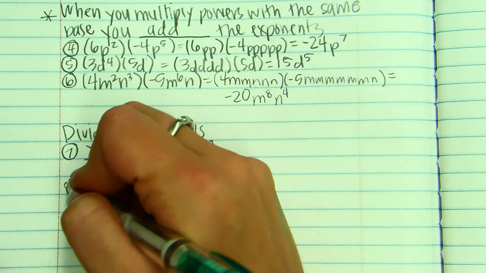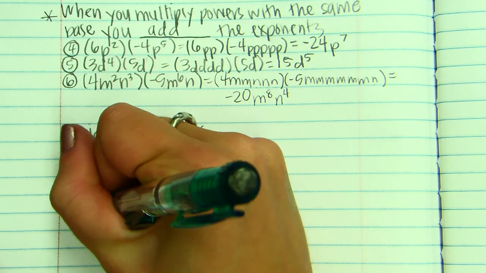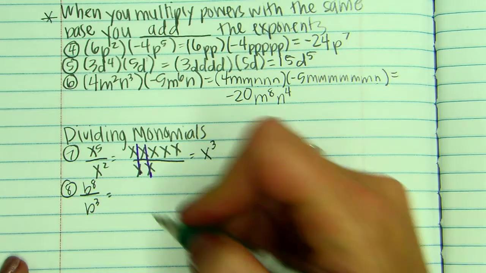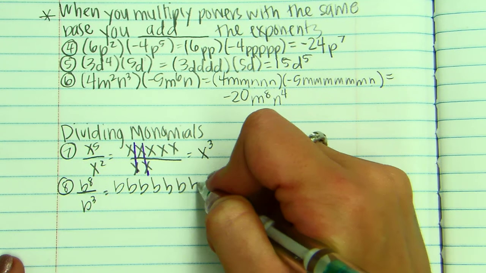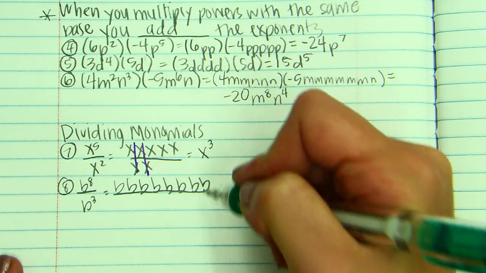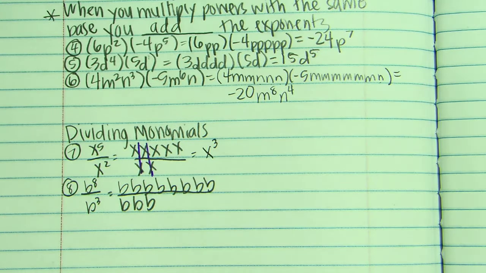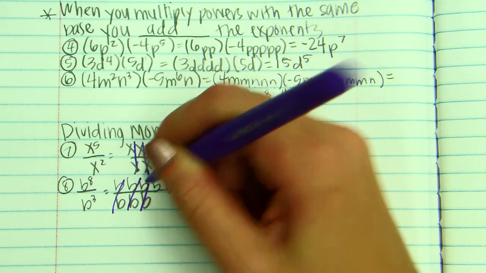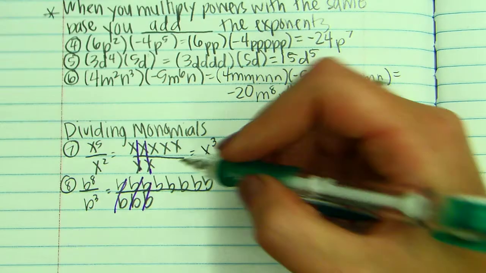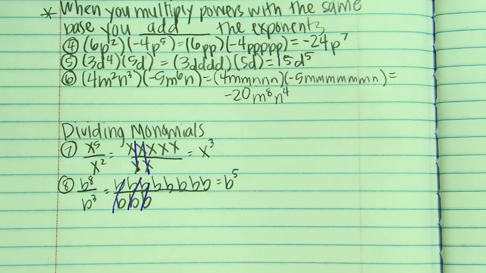Then for example 8, let's do b to the 8th over b to the 3rd. So that's 1, 2, 3, 4, 5, 6, 7, 8 factors of b on top, and 3 factors of b on the bottom. And then b divided by b is 1, b divided by b is 1, b divided by b is 1. So I'm left with 1, 2, 3, 4, 5 factors of b on the top.